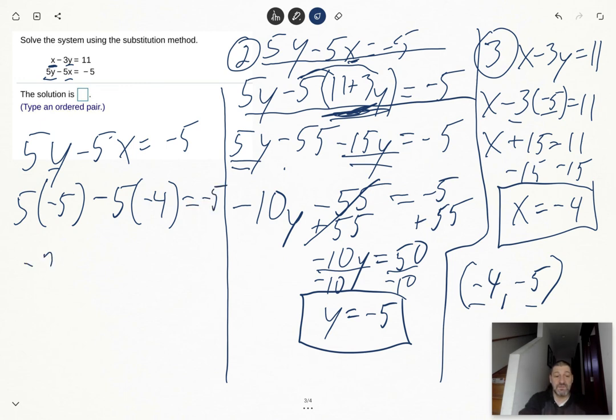5 times negative 5 is negative 25. Negative 5 times negative 4 is positive 20. And that gives us our negative 5. So it does in fact check out.